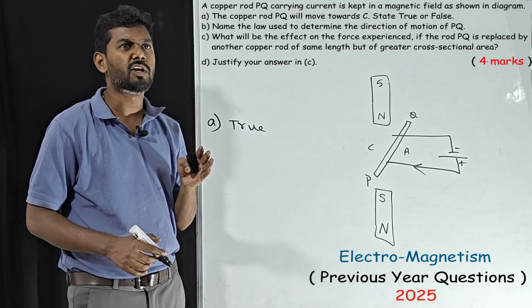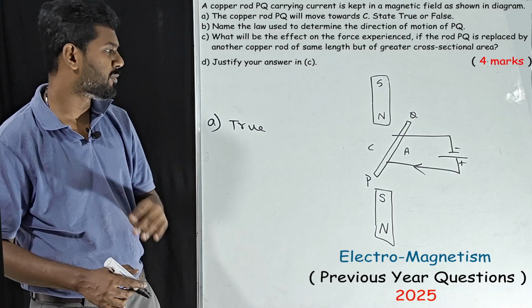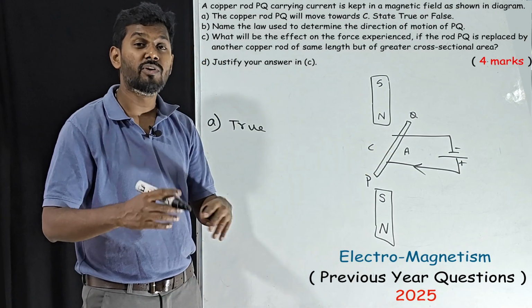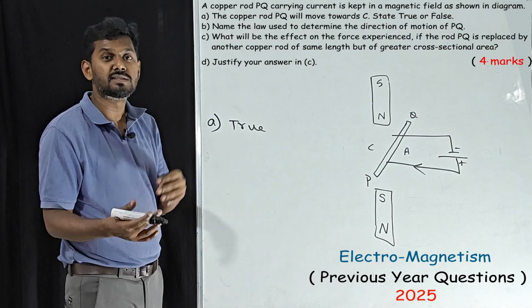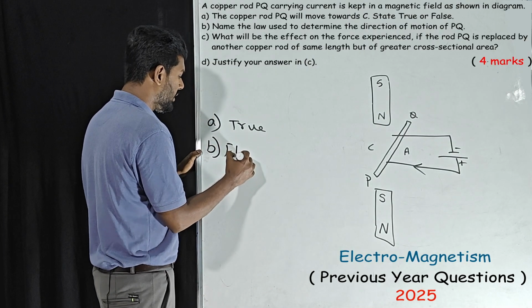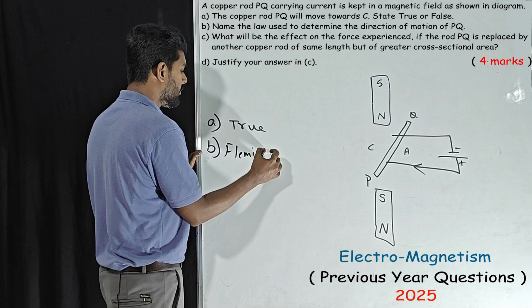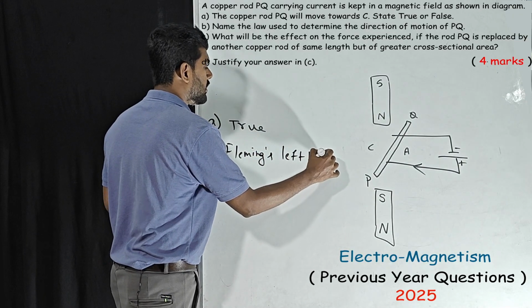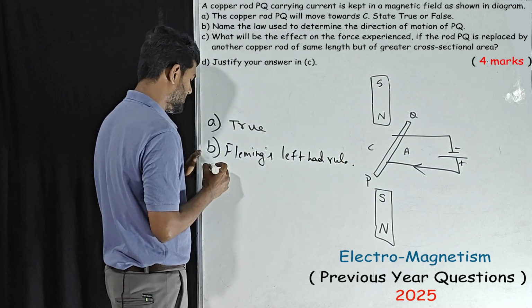Name the law used to determine the direction of motion of PQ. We told PQ was moving towards C. So which law have we used? That is Fleming's left hand rule. So Fleming's left hand rule. That's it.